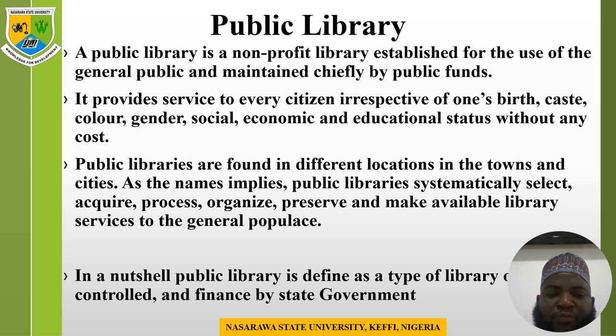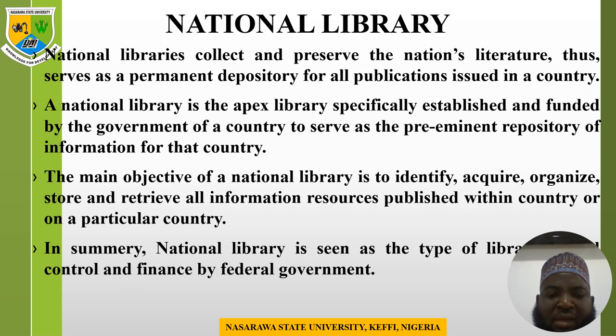As the name implies, public libraries systematically select, acquire, process, organize, preserve, and make available library services to the general public. In a nutshell, a public library is defined as a type of library founded, controlled, and financed by the state government. The next type of library is the National Library.